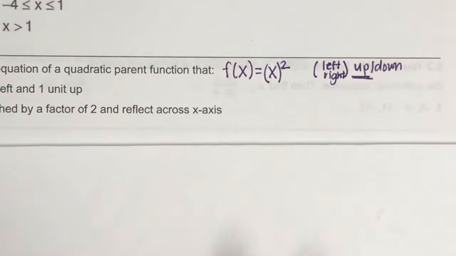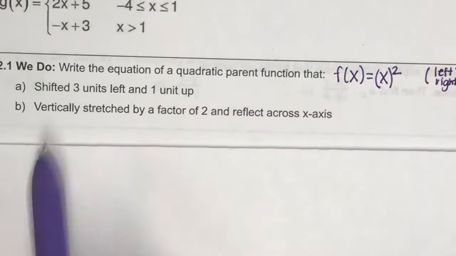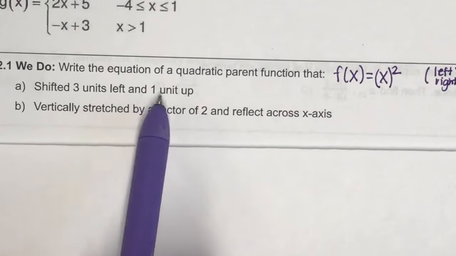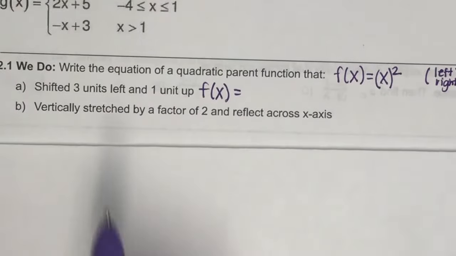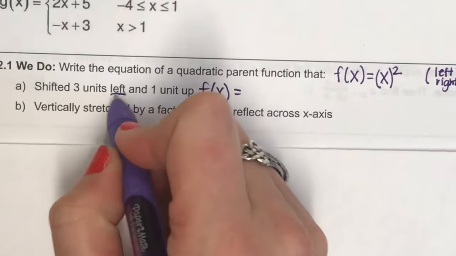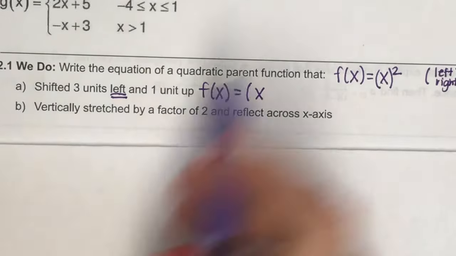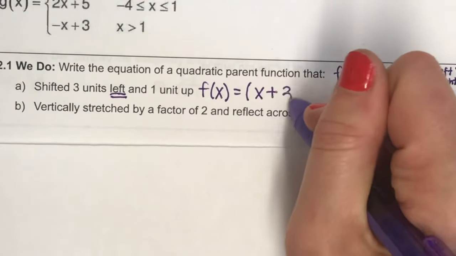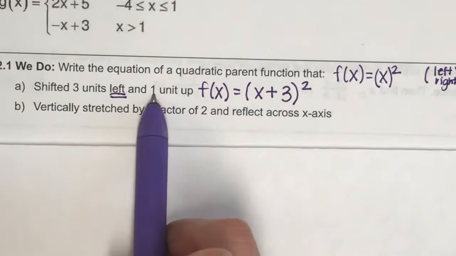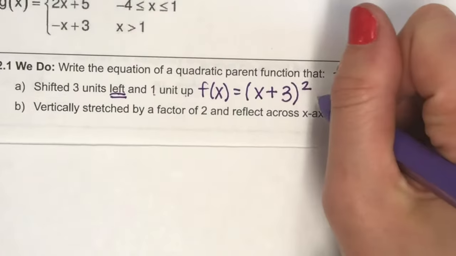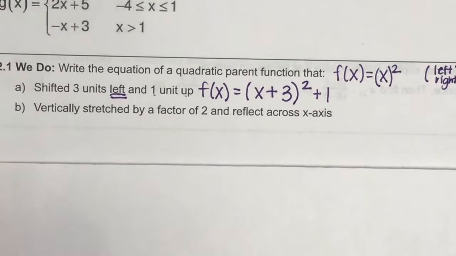So I'm going to use that to help me answer these questions. If I take this graph and I shift it 3 units left and 1 unit up, my equation is going to be, so I'm going to the left, so that should be inside the parentheses. So x, and because I'm going to the left, I'm going to add the 3. Close my parentheses and I square it because it's a quadratic, and then 1 unit up, that's going to go on the outside of my parentheses, plus 1. Easy peasy.